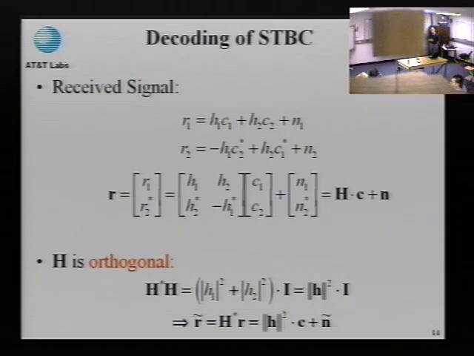Okay, Rob, pardon me. Yeah. And yes, you're thinking about two transmit, one receive, right? Correct. That's right. So these are the two time slots.